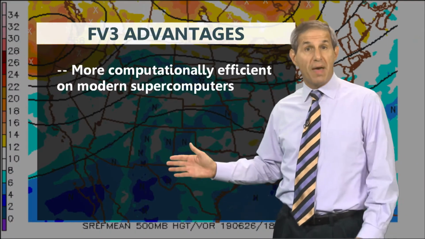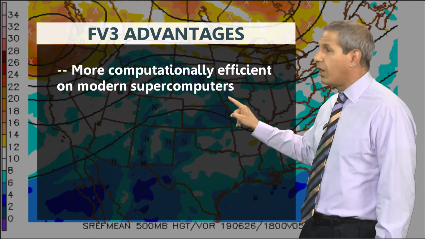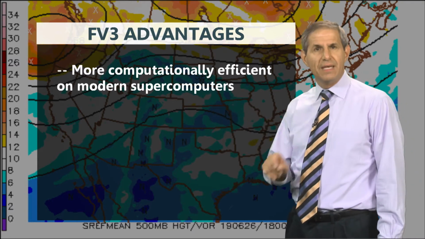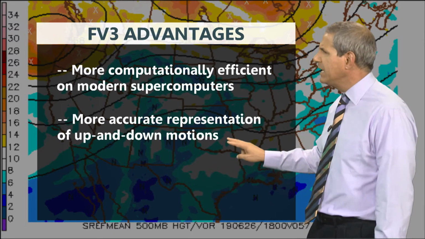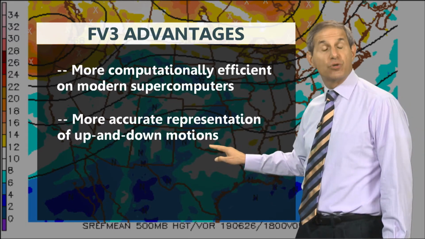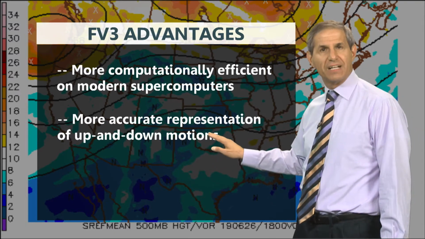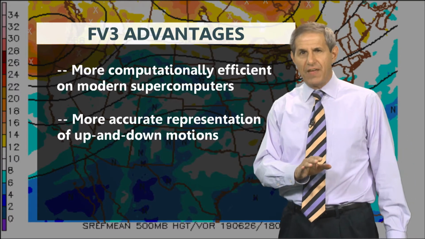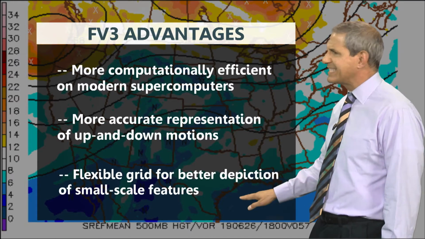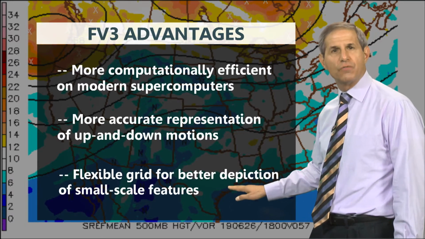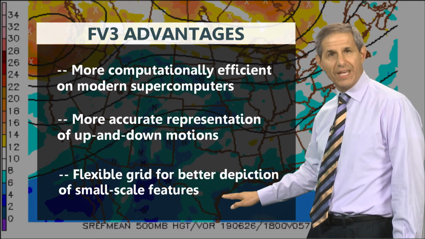Well, its numerical methods run more efficiently on modern supercomputers. FV3's portrayal of the forces that move air up and down is more sophisticated. That should provide more accurate forecasts of clouds. And another advantage, especially for small-scale features, involves exactly how the model solves the equations on a grid.